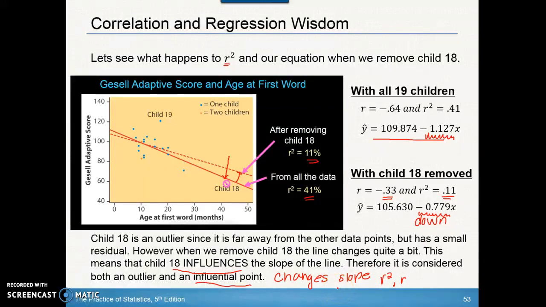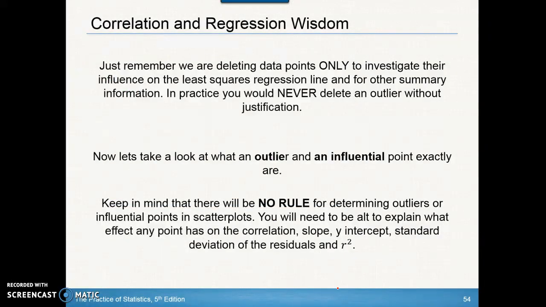You cannot guess on an influential point. You actually have to compare the slopes and the R squared values to see if they're the same or different. Now remember that we're deleting data points only to investigate their influence on the least squares regression line. In practice, you would never delete an outlier without justification.